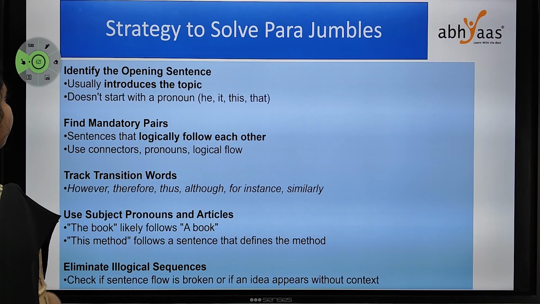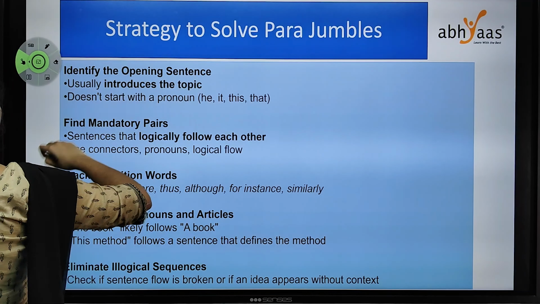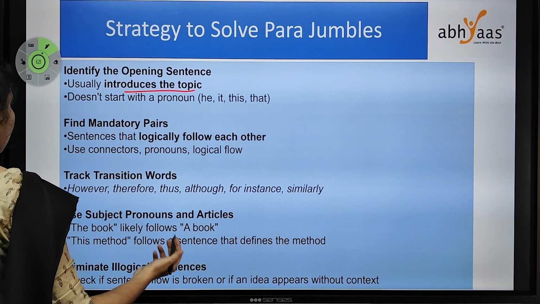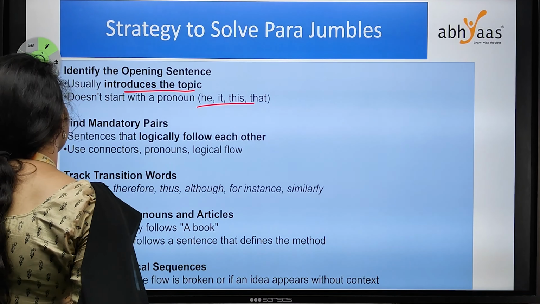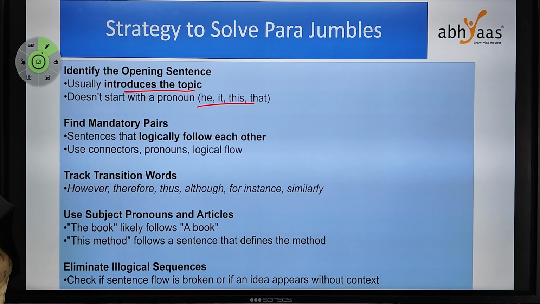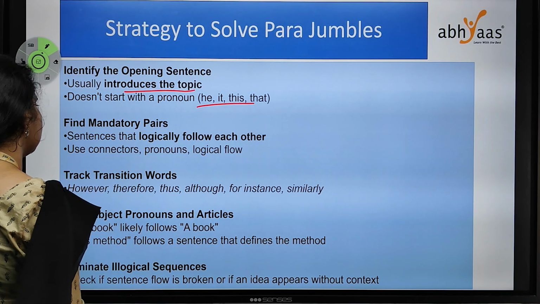So generally, we have opening sentences, something that introduces the topic. It won't start with he or it or this. That's not how an introductory statement opens, right? Because he, it or this would refer to an already stated thing. So that can't be the first sentence.